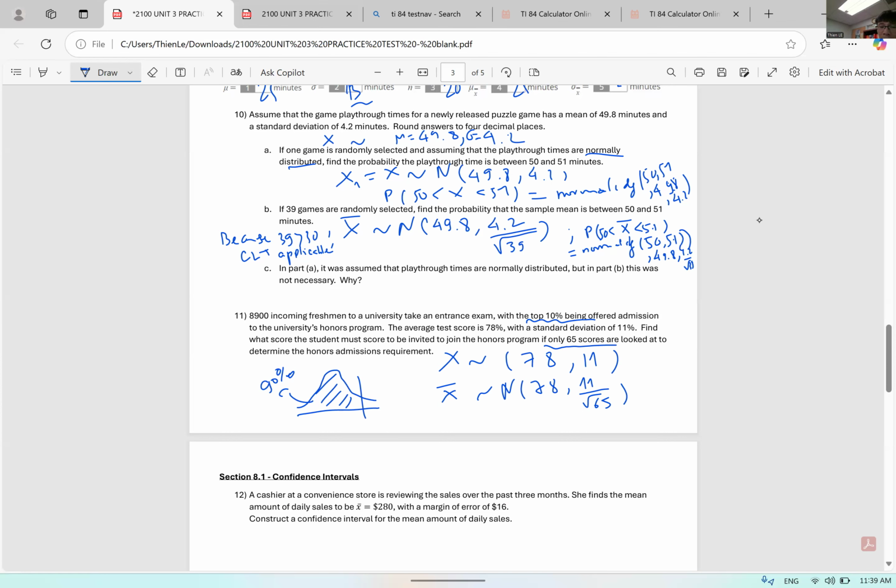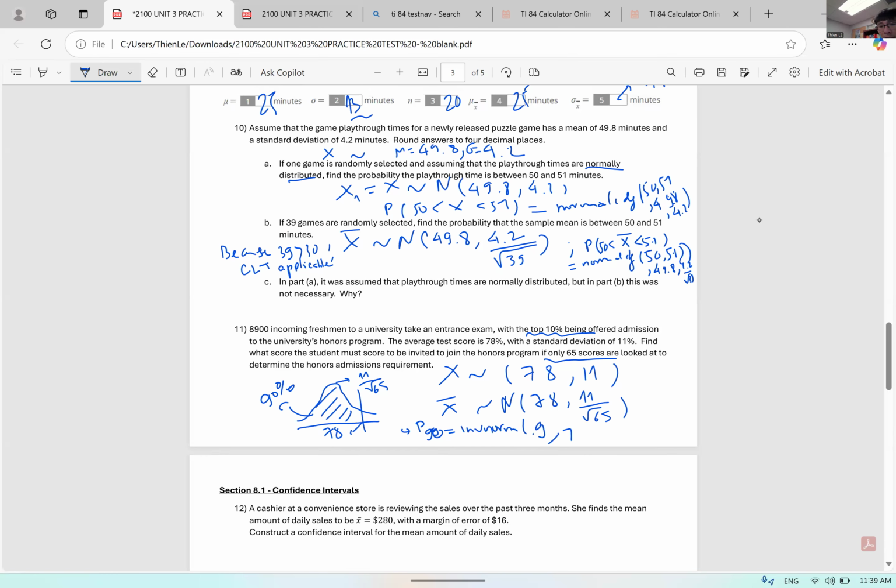Okay. So basically, you want to find this value, right? Here the mean is 78, and the standard deviation is 11 over square root of 65. So what you need to do is find the P90, the 90th percentile value. I think I wrote P90 already, so switch here to inverse norm, to make it consistent: 0.9, 78, and 11 over square root of 65. Okay.